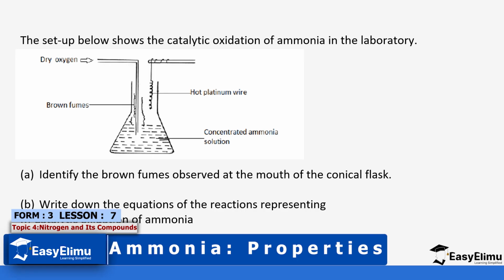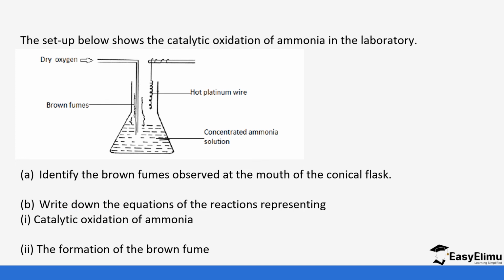If you look at this one question in regards to some of the properties of ammonia: identify the brown fumes observed. The brown fumes are nitrogen 4 oxide. Write the equation representing the catalytic oxidation of ammonia. We said it's ammonia gas that reacts with oxygen to form nitrogen 2 oxide, plus water.